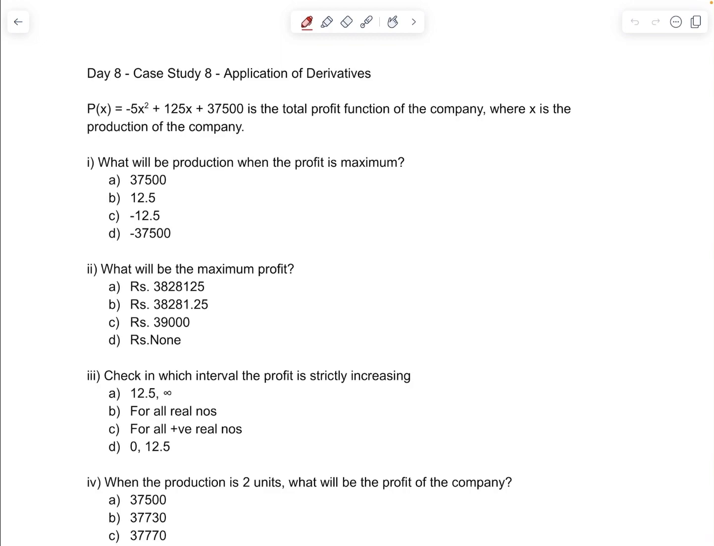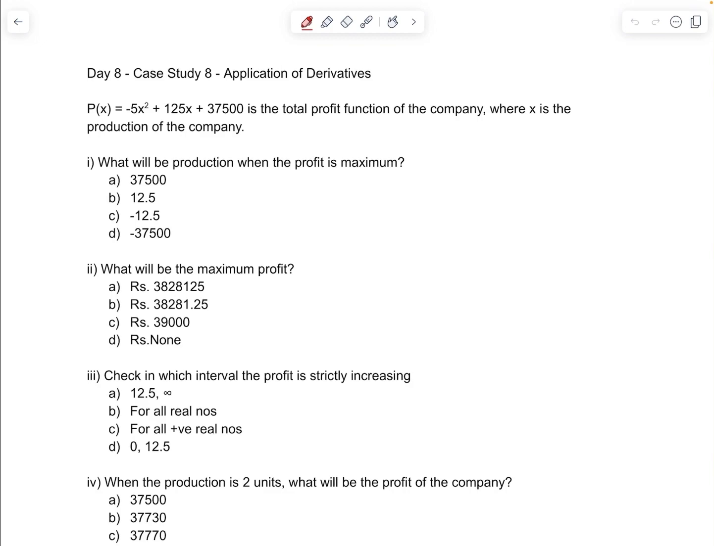Today's question goes like this: P of x is equal to minus 5x square plus 125x plus 37,500 is the total profit function of the company, where x is the production of the company. First subdivision: what is the production when the profit is maximum? That is, here we have to figure out the value for x for which the profit will be maximum.